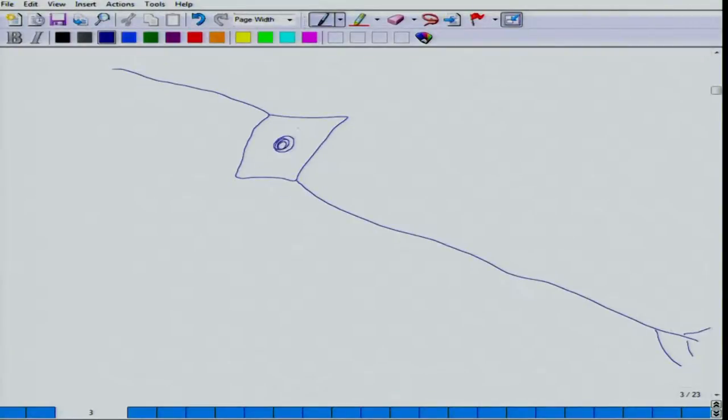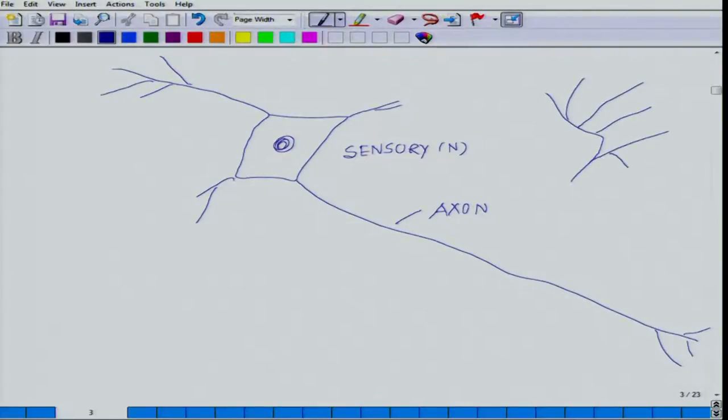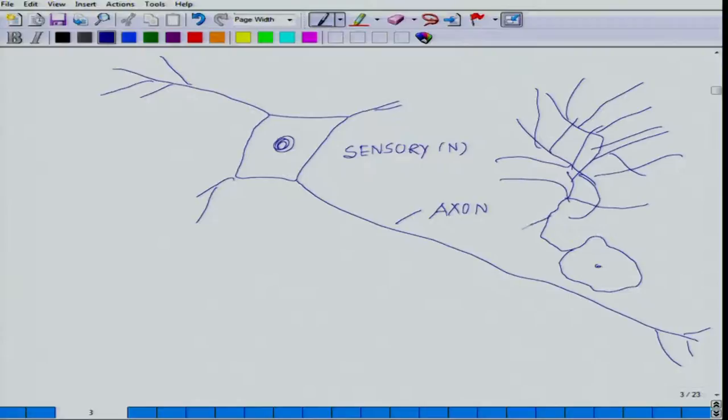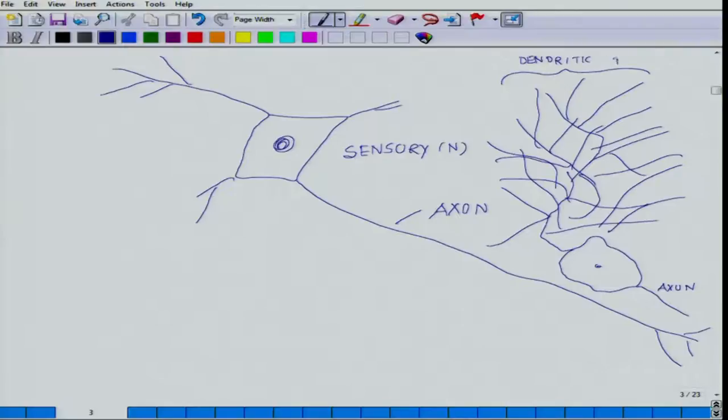Some of these sensory neurons could be unipolar, they could be bipolar. So here is the axon, and they have a long dendrite. This is your sensory neuron. Yet there are cells which have a very dense dendritic arbor, something like this. The cell body is smaller than its dendritic arbor, and of course, it has an axon. Here is the axon, here is the dendritic tree, and here is the cell body.